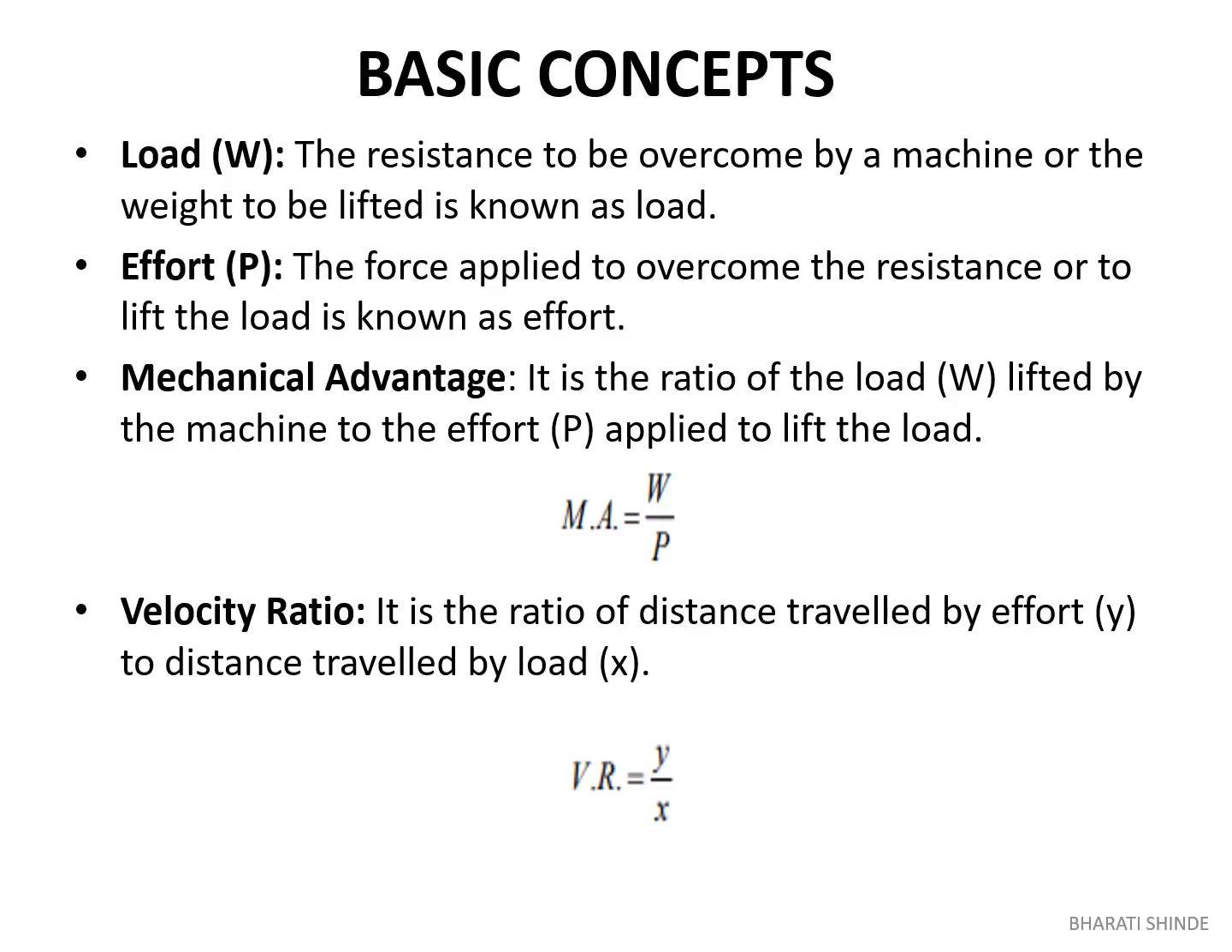Next point, velocity ratio. So velocity ratio is a ratio of distance traveled by effort, which we are going to denote by y, to the distance traveled by load, that is x. So velocity ratio is a ratio of y upon x. And VR, that is velocity ratio, is always constant and it has no unit.